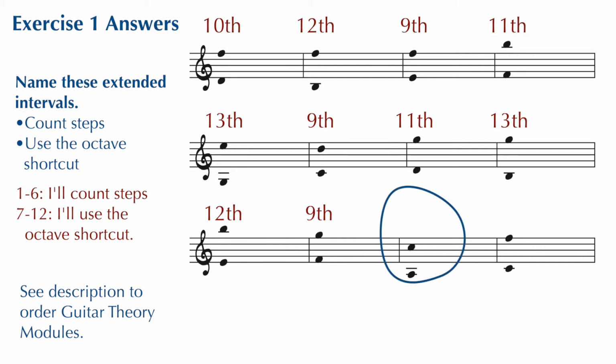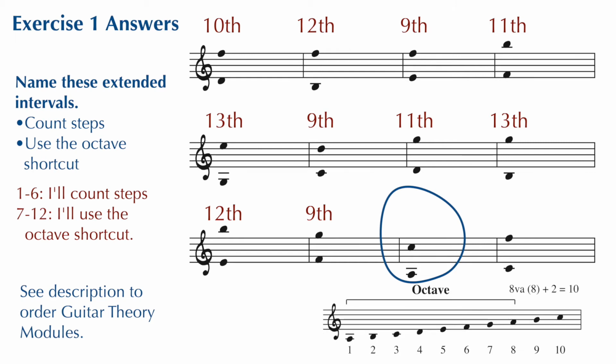Number 11, low A to this third space C. Take that low A, raise it an octave, so there's 8 already, and then count 9 and 10. So low A to third space C is a 10th.